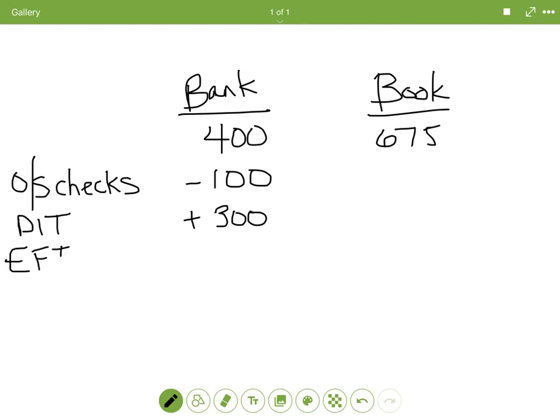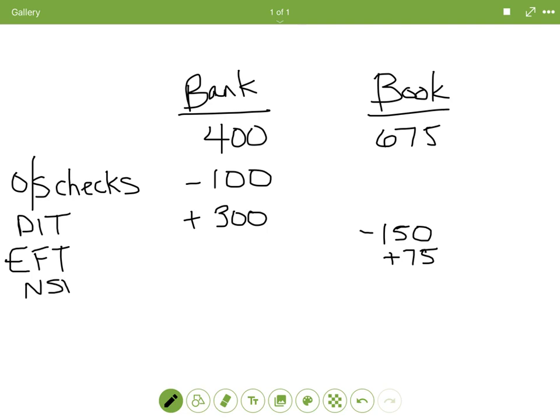Another reason for differences would be electronic fund transfers. Electronic fund transfers can come in the form of bill payments. So the bank is making a payment on behalf of the company, but the company has not yet recorded it in their books. So that would be a deduction. Electronic fund transfers can also come in the form of payments from customers. In that instance, the bank has already recorded the deposit, but the company has not yet recorded the deposit. So that would result in an increase to the book balance.